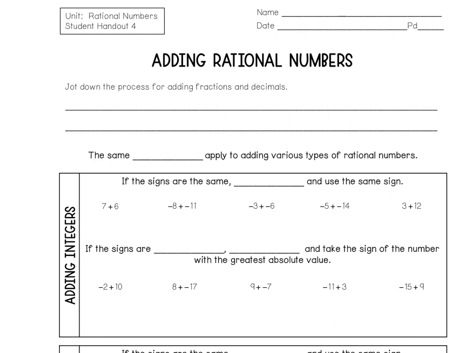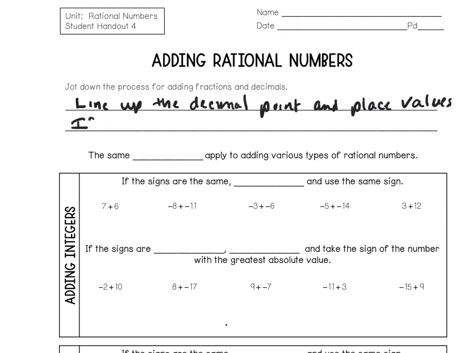So if you recall, when we add or subtract decimals, we need to line up the decimal points and place values, and if needed, we can insert zeros as placeholders. And we'll get to that in just a few minutes.